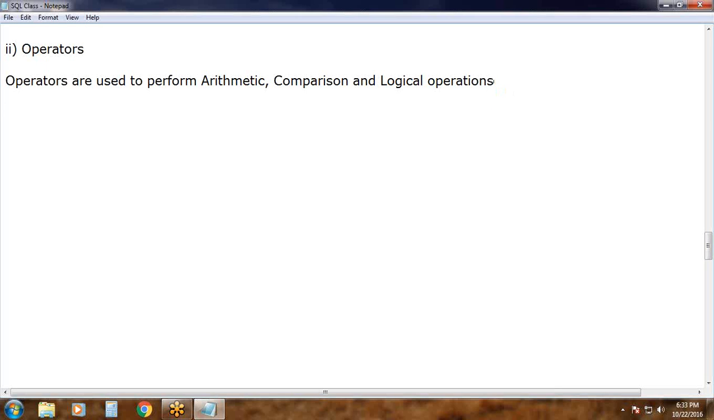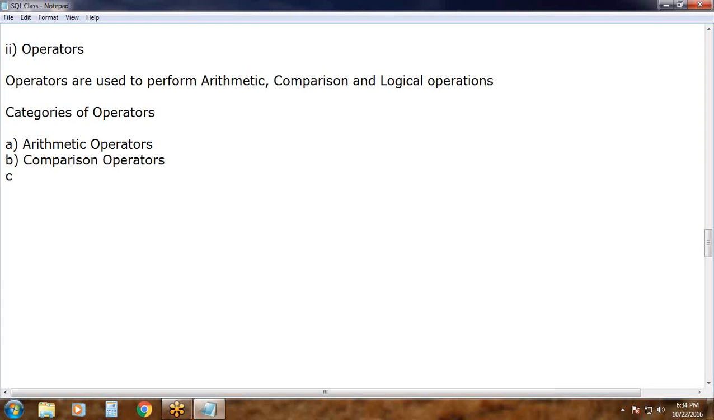Important categories of operators. In Java also we have operators. See, important categories are arithmetic operators, next, comparison operators, next, logical operators, etc.